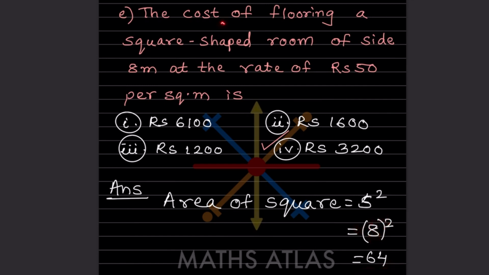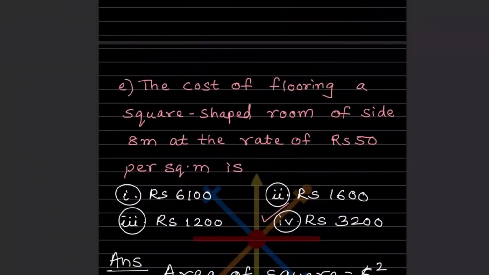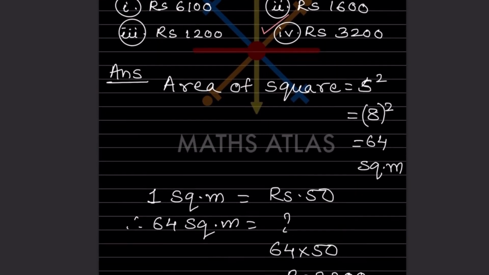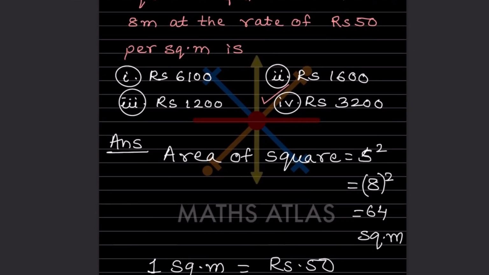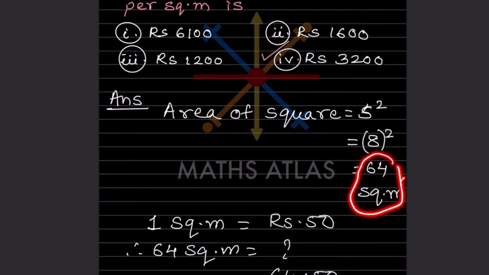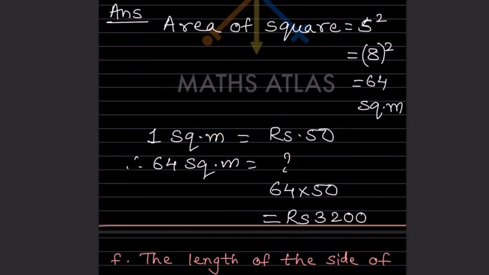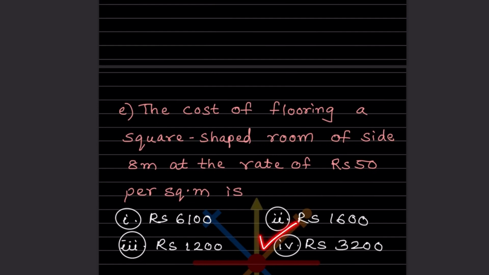So now they said the cost is given. So what is the cost given here? Rupees 50 per square meter. Per means 1. So 1 square meter is rupees 50. So how many square meters is it? This is 64 square meter, right? So 64 square meter, and below this you should write square meter. So now see here, 64 square meter will be how much? So you are going to cross multiply. So 64 multiplied by 50 and this one will go in the denominator. Always, when there are two numbers, you are going to multiply them. So this will be 3200 rupees. So this is the correct option.